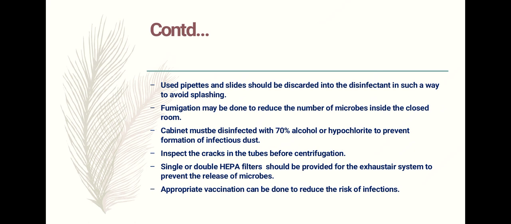And also disinfection with 70% alcohol or hypochlorite can prevent the formation of infectious dust. And we have to check the tubes that will be used for centrifugation for cracks. If there is any crack, you should not use that. And also we can use the filters, HEPA filters, either single or double, and that should be provided for the exhaust system in order to prevent the release of microbes in the environment. Then appropriate vaccination has to be done in order to reduce the risk of infection, to make the workers safe.